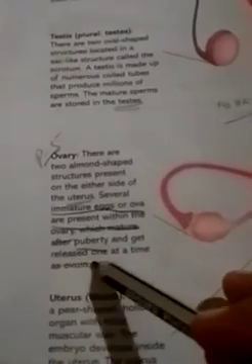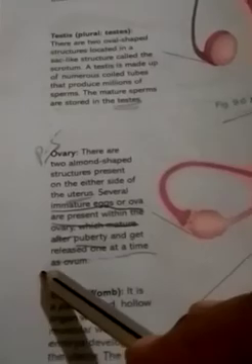The ovary has many immature eggs, and they get released one at a time as an ovum. At the time of puberty, meaning after puberty, it releases one egg at a time as an ovum. This is the ovary on both sides.